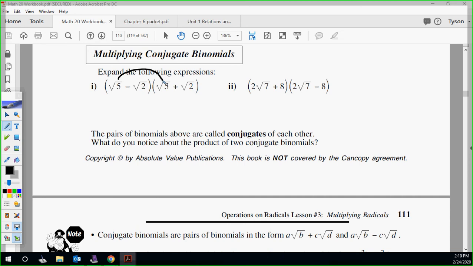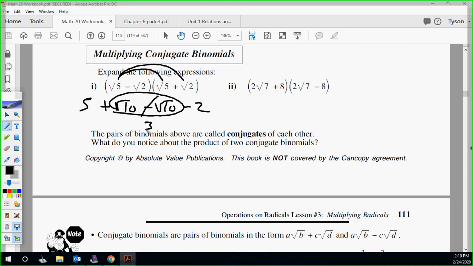Root 5 times root 5, guys, is just 5. Root 5 times root 2 is root 10. Negative root 2 times root 5 is negative root 10. Negative root 2 times positive root 2 is minus 2. And then I heard somebody say it already. Yes, this is the important part. It gets rid of the radicals for us. This cancels. We have simply 5 minus 2, guys. That's 3. So when we want to rationalize and get rid of our radicals, we're going to use conjugates to help us, at least on the bottom. We can't get rid of them completely.